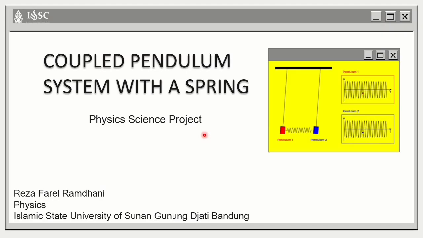Okay, so my physics science project title is coupled pendulum system with a spring. As we can see here on the right side, there are two masses hanging from a rope, and each of them is connected by a spring, so they are bound to each other.